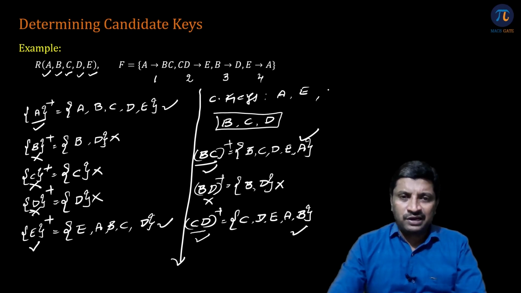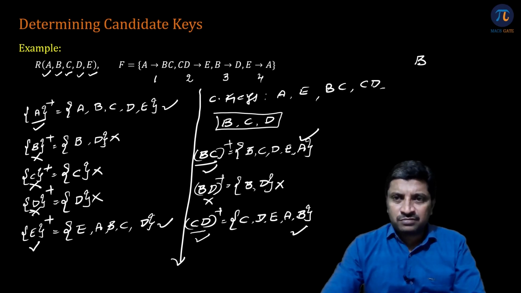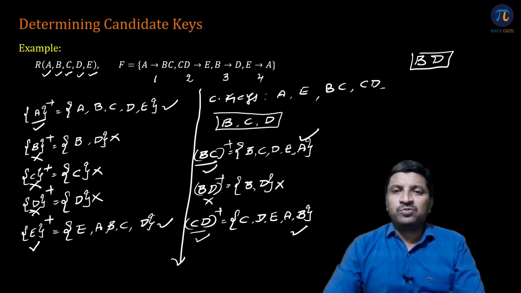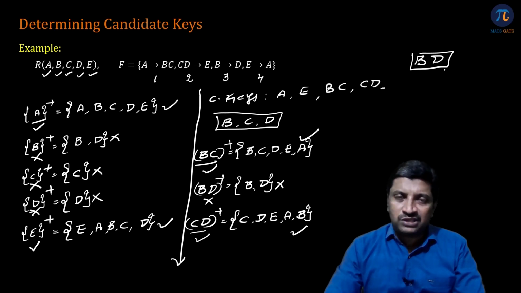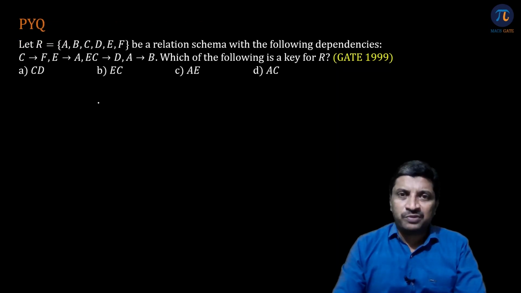So what are the candidate keys from the second stage? BC, CD. Right, sir? Now from the second stage we have 2 attributes B comma D. Now can we form any 3 element set by using only these 2 attributes? It is not possible. So these are the only possible candidate keys for this relation. Is it fine? Let us do one previous question.